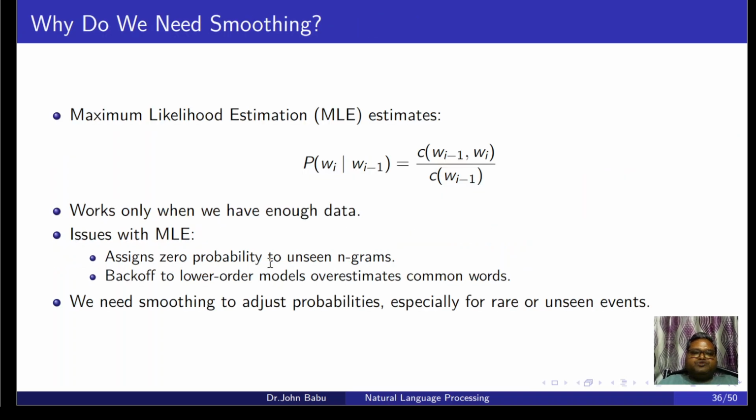So why do we need smoothing? Because in maximum likelihood estimation, we calculate the frequency of a given n-gram divided by the total frequency. But if that is 0, we need smoothing. In smoothing, we have two techniques: the Backoff technique and the linear interpolation technique. These are known as lower order models.